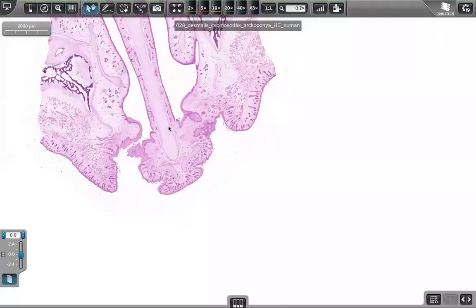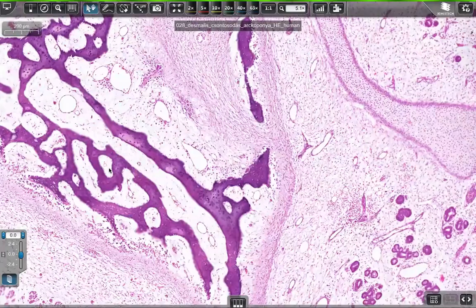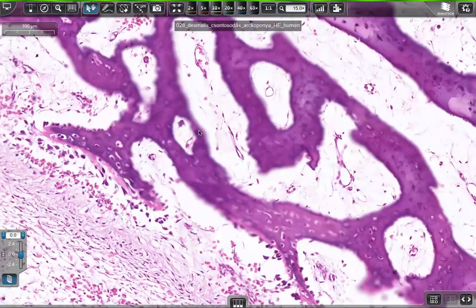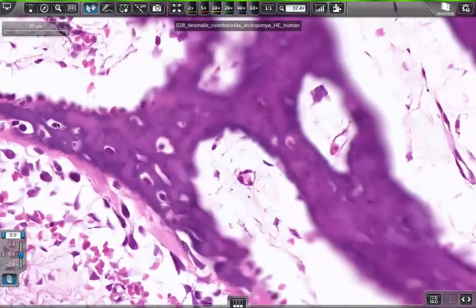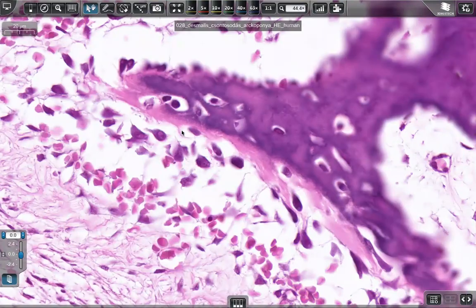Now, let's see the ossification. You know it's membranous or intramembranous ossification, and we can see here these spicules, the trabeculae of the bony tissue. And inside of the trabeculae, we can find osteocytes in their lacunae. So these are osteocytes. And on the surface, we have osteoblasts.